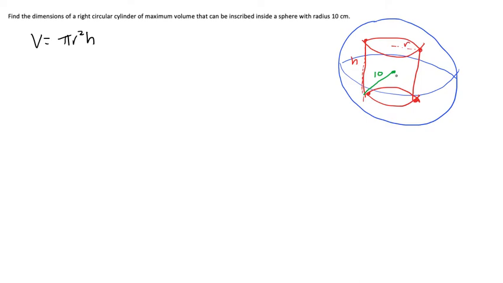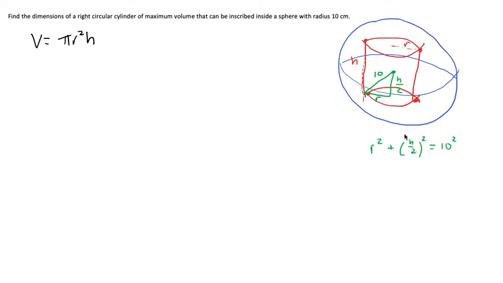But take a look. If we draw a shape like this, this is r, and this is actually going to be half of the height. So what is the relationship? The relationship is that r squared plus h over 2 squared is equal to 10 squared. Then we can use this formula to relate r and h.